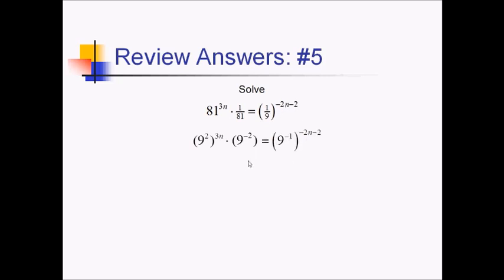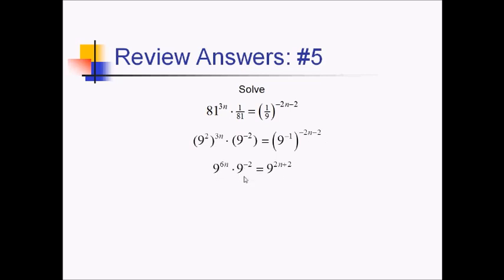Now before I do anything else, I need to simplify my exponents as much as I can. Ultimately, I want to end up with 9 to the something on each side. So I only want a single base on each side with simplified exponents. So on the left side, I can multiply these exponents together, giving me 9 to the 6n times 9 to the negative 2. Over here, I can multiply the negative 1 by this exponent, giving me 9 to the 2n plus 2.